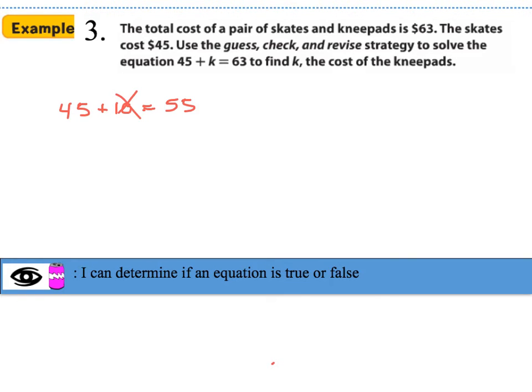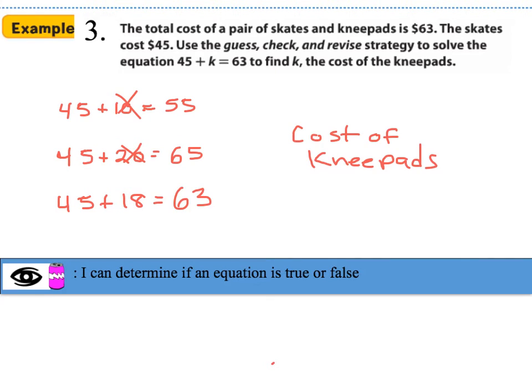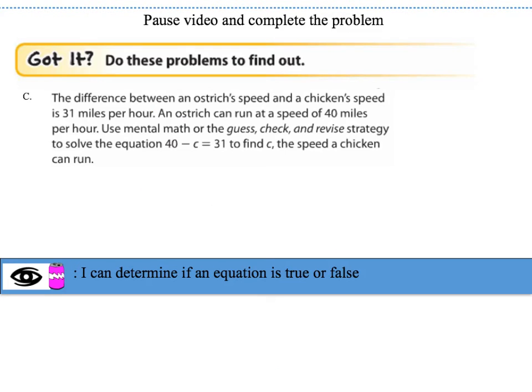Let's try something higher. Let's try something like 20. 45 plus 20 is equal to 65. Well, that's too much. We went too high, so we want to make sure we go lower. So let's try another number like 45 plus 18. And 45 plus 18 does give me 63. So the cost of the knee pads is equal to $18. So go ahead and pause the video and complete this Got It problem, and we'll discuss the answer in class tomorrow.